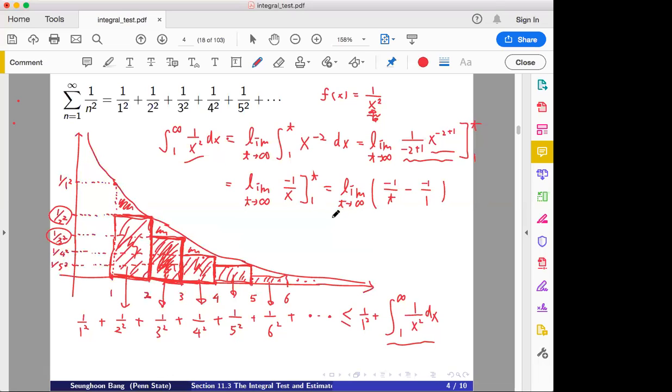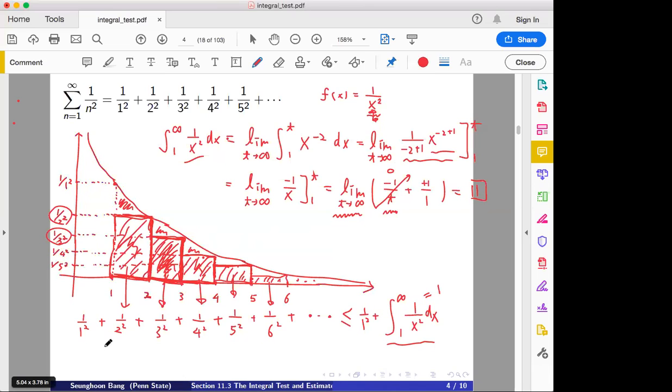So as t approaches infinity, what happens to minus 1 over t? What do you think? What's the limit of minus 1 over t as t approaches infinity? You're right, thanks. The t is going to infinity, so minus 1 over infinity is 0. The remaining thing is minus 1 times minus 1, which changes to positive. The answer is positive 1. So this improper integral is positive 1.